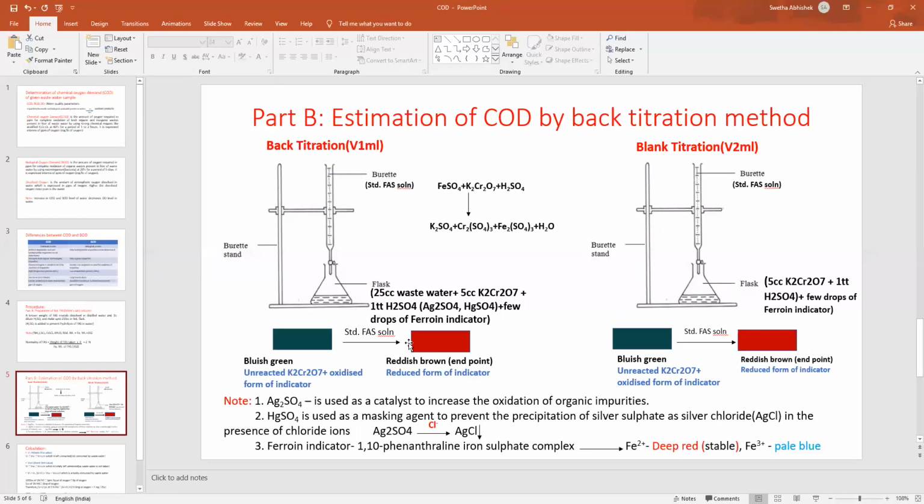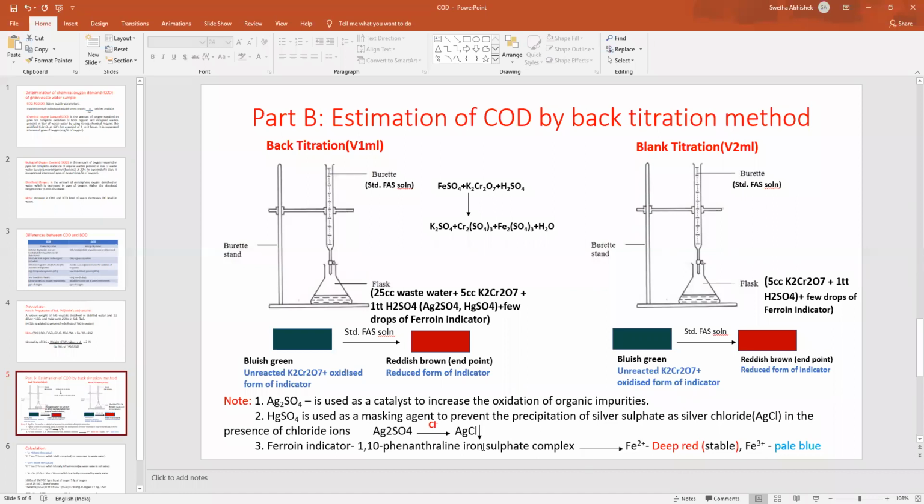So this is very, very interesting. The change in color of the solution is mainly due to the change in state of the indicator. So follow the note 3. So ferroin indicator, its chemical name is 1,10-phenanthroline iron sulfate complex, which is a coordination compound that consists of 1,10-phenanthroline as an organic ligand, which is bonded to the central metal ion, that is iron. Here, iron exhibits 2 stable oxidation states. One is the +2 state and another one is the +3 state.